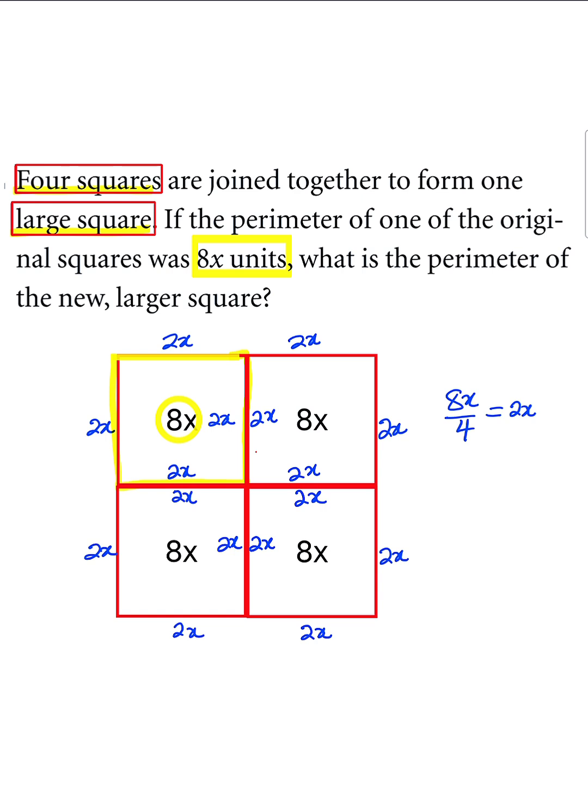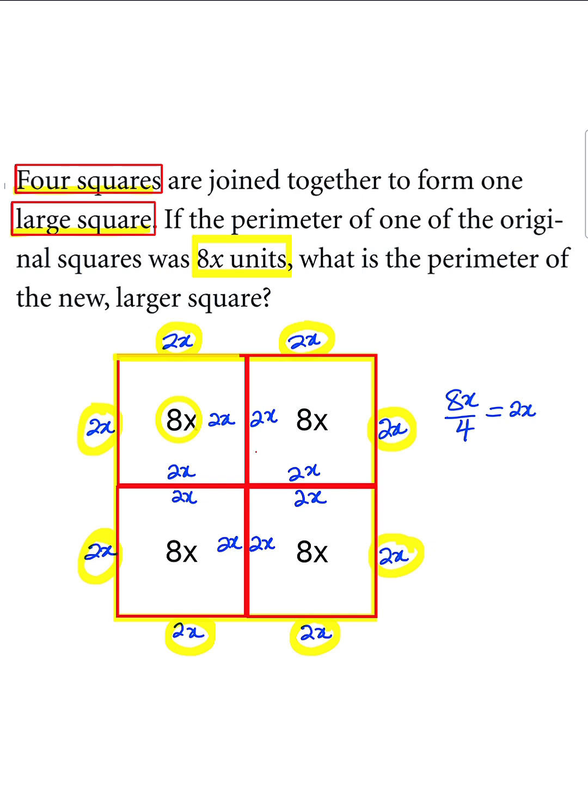Now what is the perimeter of the larger square? We now know that the larger square takes up this, this, this, and this. So all we need to do is to add up all of these sides, which make up the length of the outer boundary.